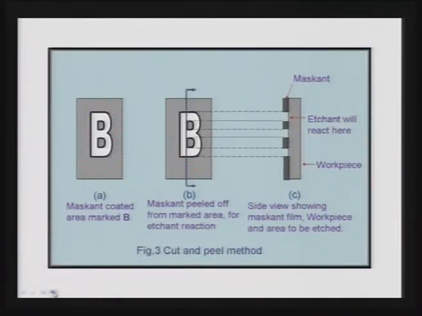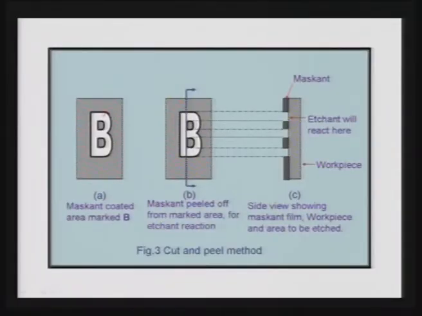Now, you can see here how to apply the maskant. You can apply the maskant by any of the three methods, but it has to be finally like this. You can see the maskant coated area, with the area marked B. In the area B there is no maskant, and the rest of the portion has been coated with the maskant either by screen printing or cut and peel method.